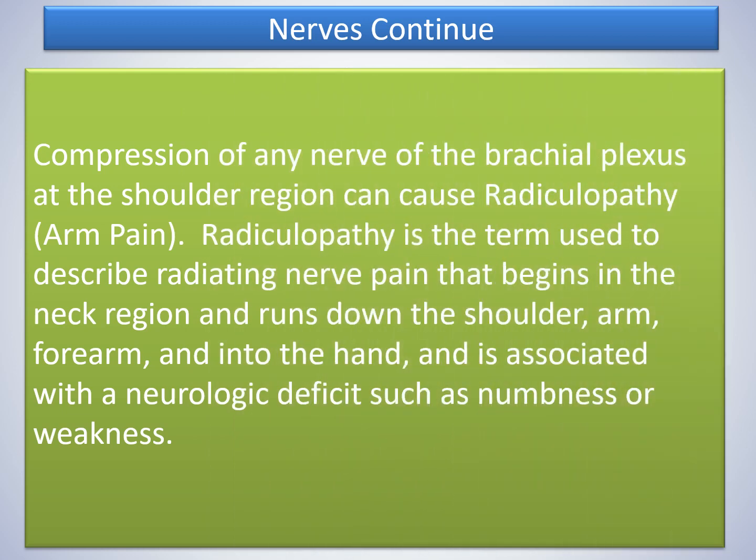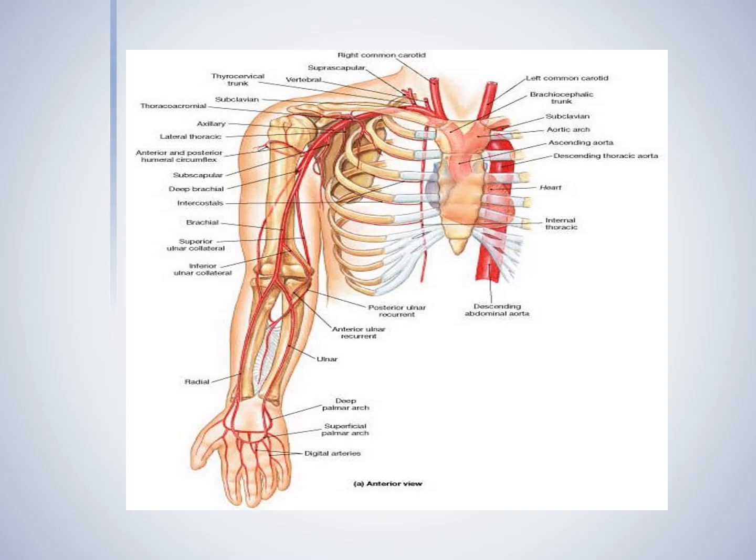As we continue, I want to talk about a little bit of a compression of the nerves of the brachial plexus at the shoulder region, which a lot of times can be identified as TOS, or thoracic outlet syndrome. That causes radiculopathy, or arm pain, which is a term used to describe radiation of the pain down the arm. It can begin in the neck region and run down through the shoulder and then down the arm, sometimes all the way down to the hand, associated with a neurological deficiency such as numbness and weakness down the arm, and that is generally the TOS area.